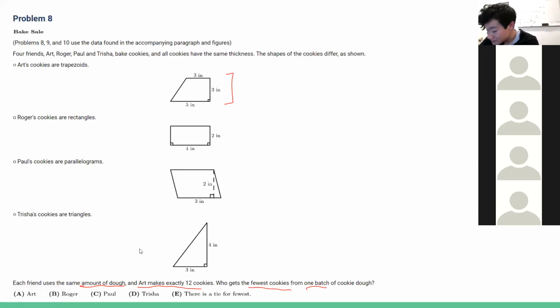If Art makes 12 cookies, we multiply 12 by the area of each cookie or the amount of dough that each cookie requires. So here is where we get to the area of a trapezoid. So this is something, if anything, I'd want you guys to take away from this lesson, in that the area of a trapezoid is the average of the bases. So the average is just one base plus one base divided by two, because there's two bases, times the height.